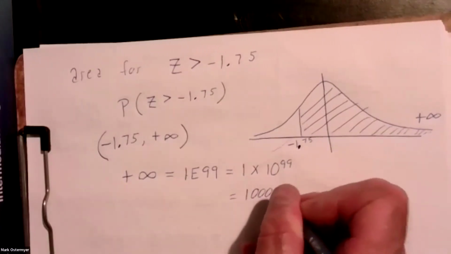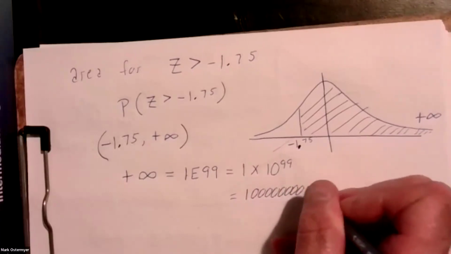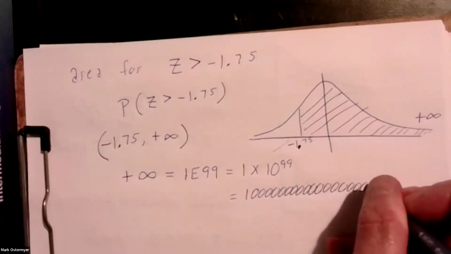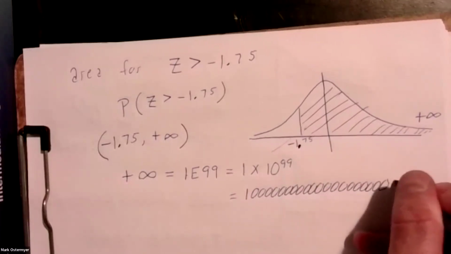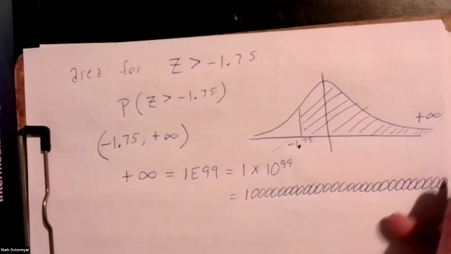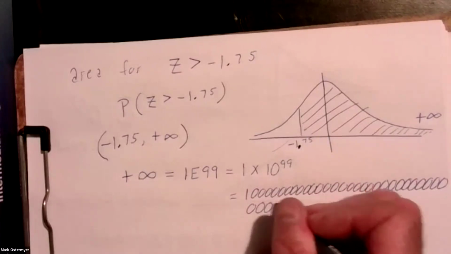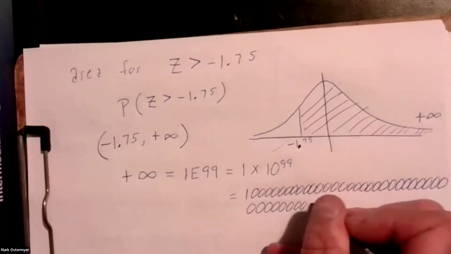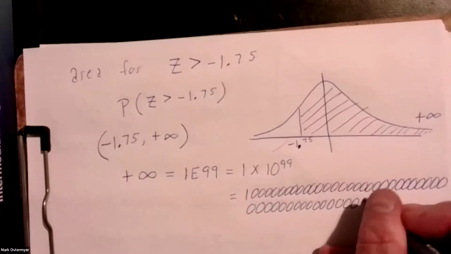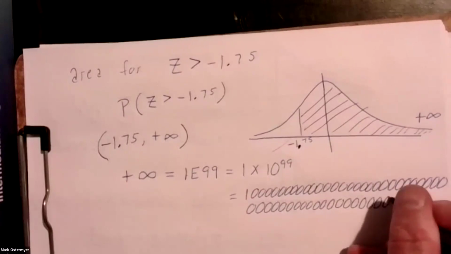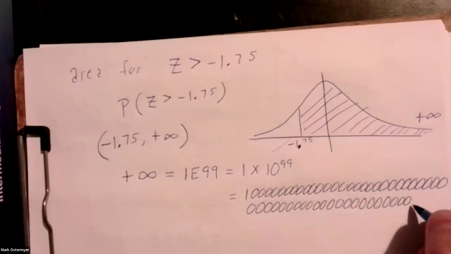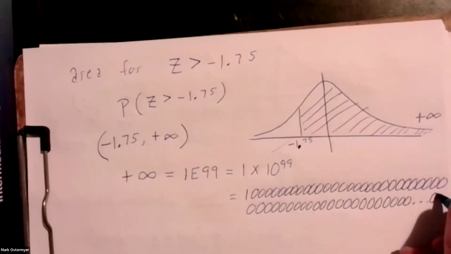1, 2, 3, 4, ... 12, 13, 14 ... up to 50. Wait a minute, I've got to go up to what, 99 zeros? I'm only at 50. How about dot, dot, dot?